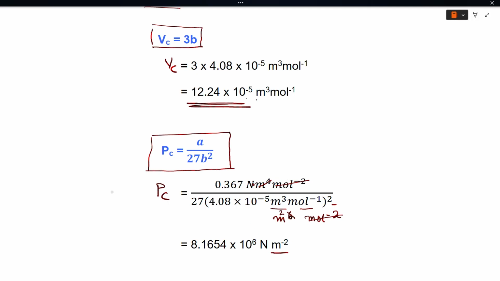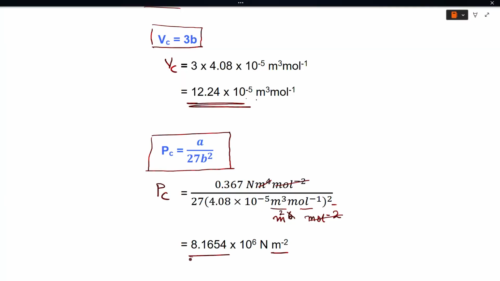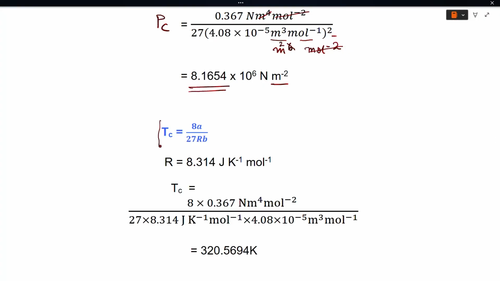So the unit will be newtons per meter square, and just solving using a good scientific calculator, you can find the answer as 8.1654 into 10 to the power 6 newtons per meter square. That is Pc, and the last one is Tc, that is the critical temperature. The relation is Tc is equal to 8A by 27 RB.